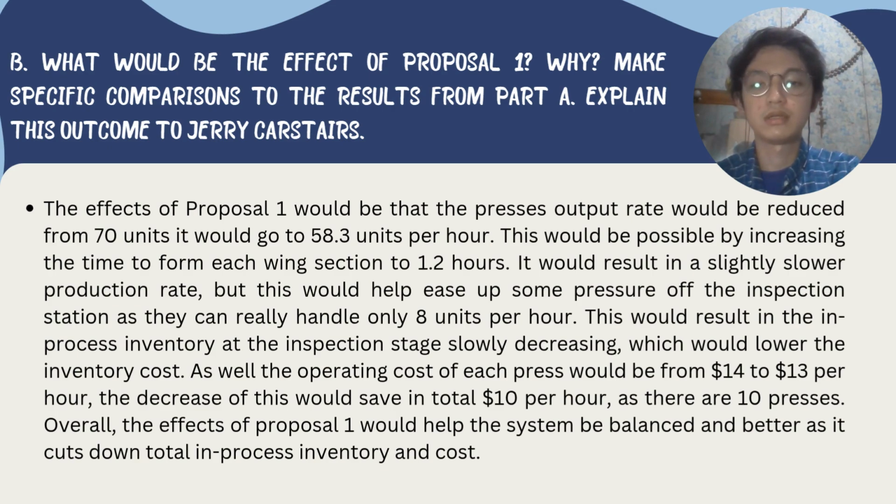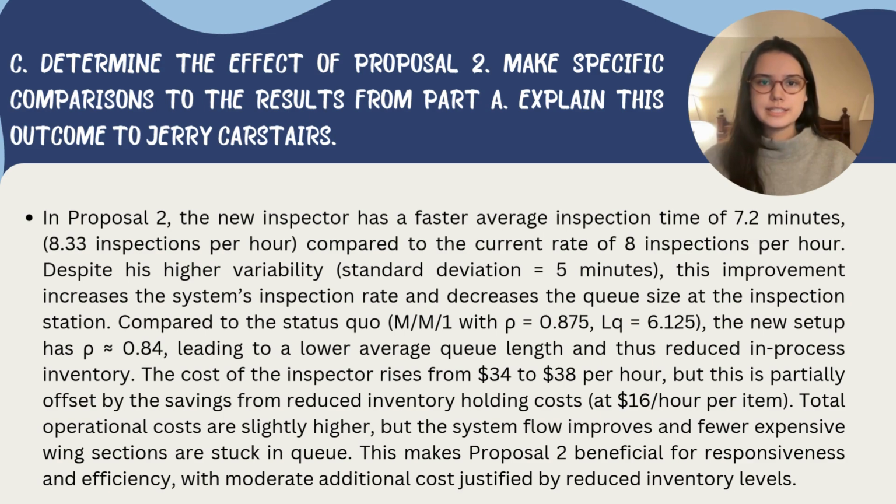This would result in the in-process inventory at the inspection stage slowly decreasing, which would lower the inventory cost. As well, the operating cost of each press would go from $14 to $13 per hour. The decrease of this would save in total $10 per hour as there are 10 presses. Overall, the effects of Proposal 1 would help the system be balanced and better, as it cuts down the total in-process inventory and cost.